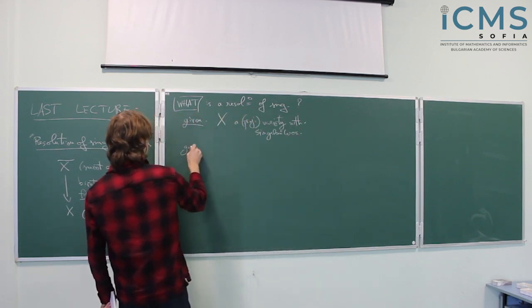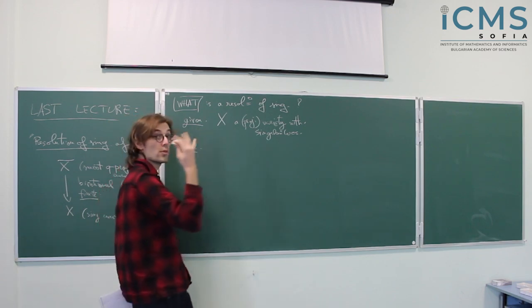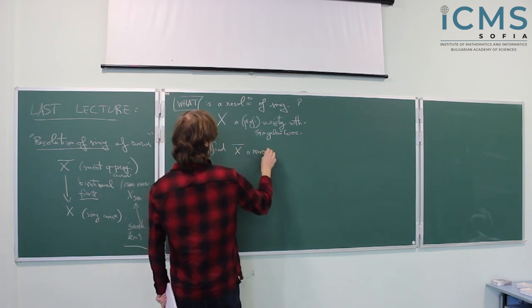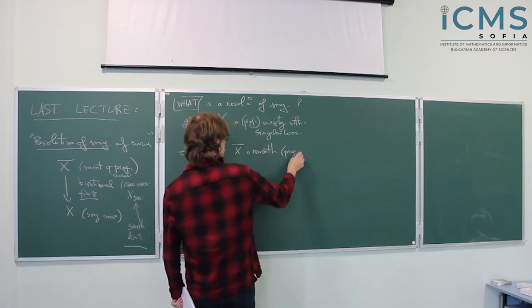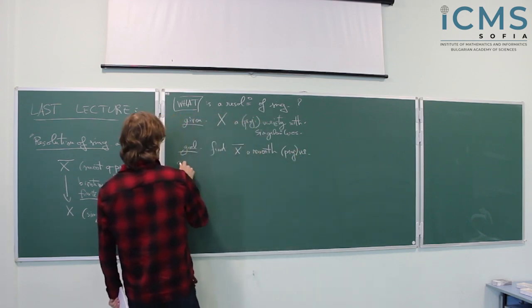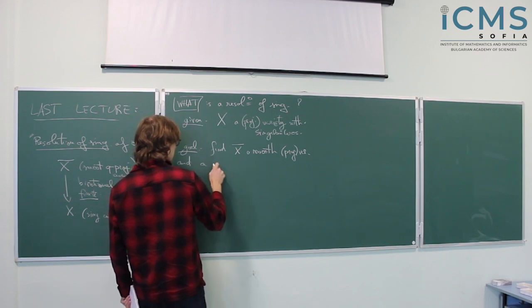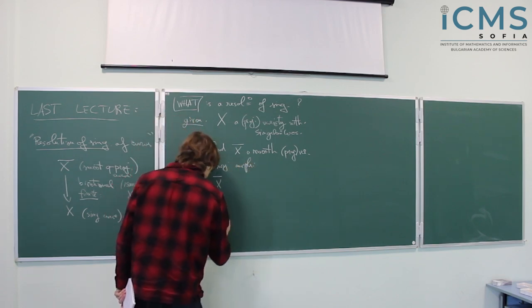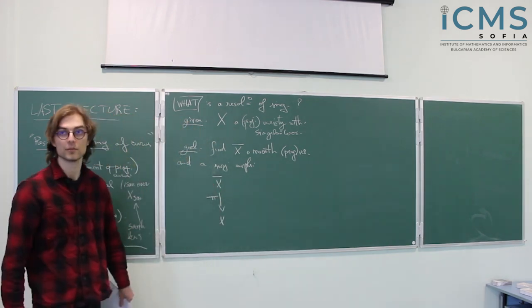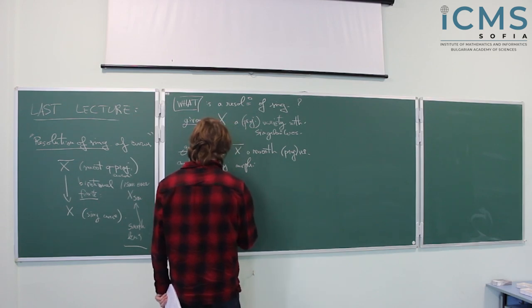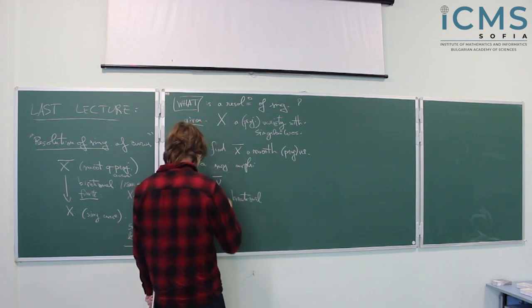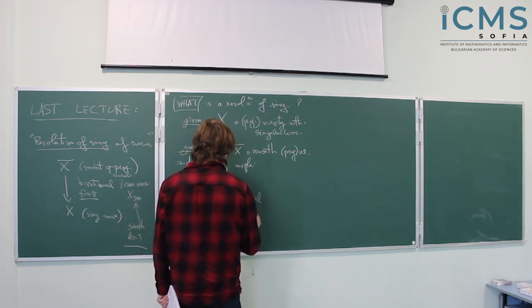And the goal is to find two things. Find x bar, a smooth, very often projective variety, and a surjective morphism x bar to x, that I write very often pi, which is birational and proper. Okay, so I'll explain both of these terms.